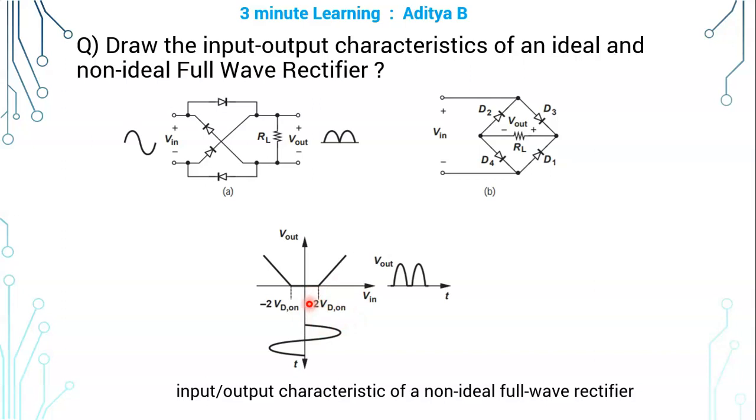Only after Vin is greater than 2 VD on will the diodes conduct. Likewise, in the negative half cycle also, the input should be less than -2 VD on, then only will the diodes conduct. And one more difference is, when the diodes are ideal, the magnitude of output is equal to the magnitude of input, whereas here the output will be input minus 2 VD on.